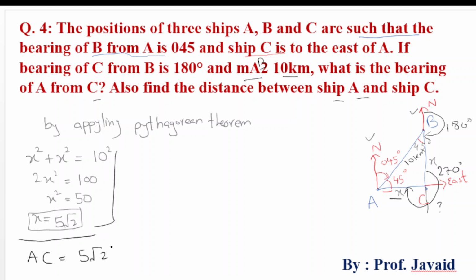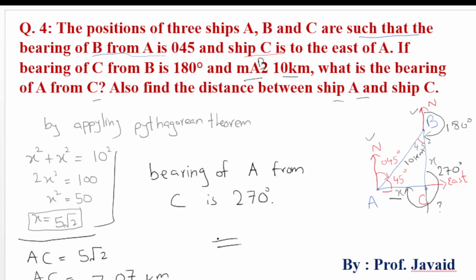So as we find this, you can also write that in decimal, by writing it in point with the help of calculator. So the distance of AC is equal to 7.07 kilometer as it's given. And the other thing that we find very simply, bearing of A from C, bearing of A from C is 270 degree.